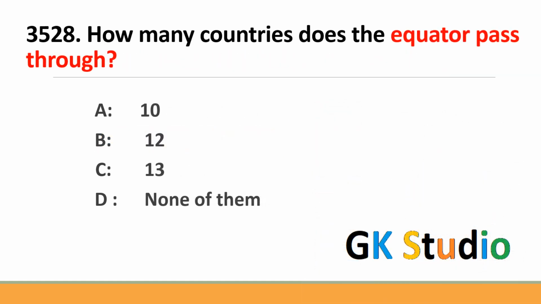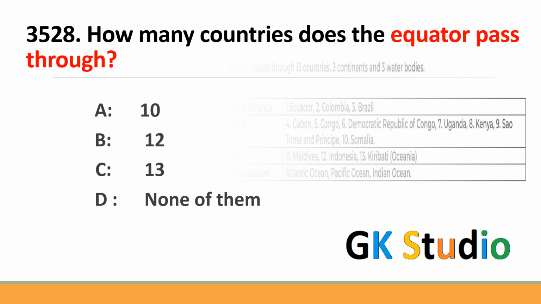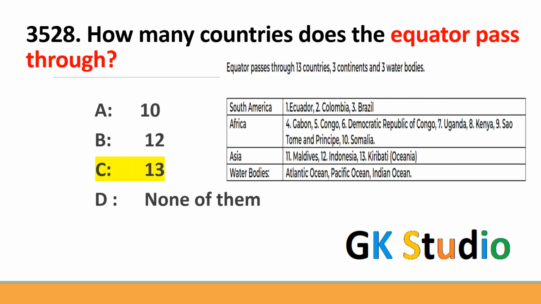Which countries does the equator pass through? The countries through which the equator passes are: number 1 Ecuador, Colombia, Brazil, Gabon, Congo, Democratic Republic of Congo, Uganda, Kenya, Somalia, Maldives, India, and Indonesia. The Atlantic Ocean, Pacific Ocean and Indian Ocean are water bodies.